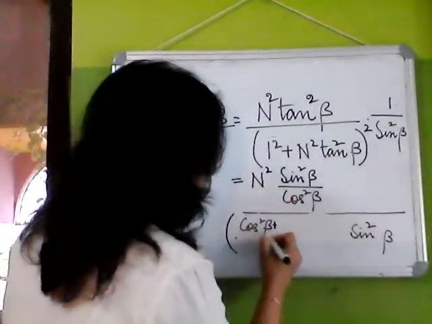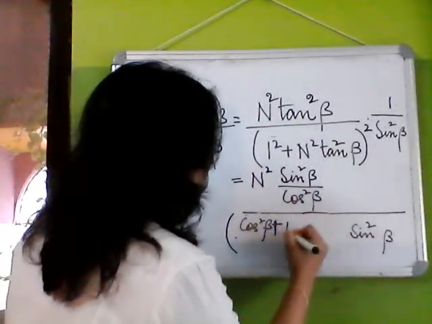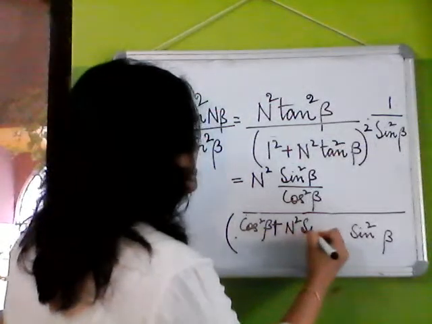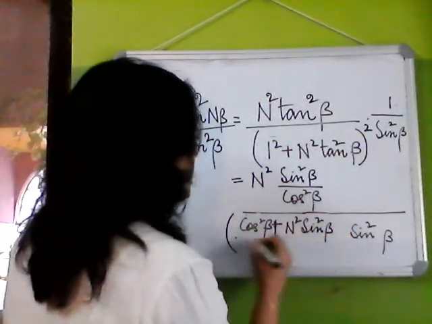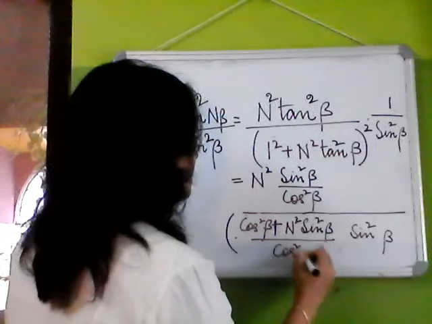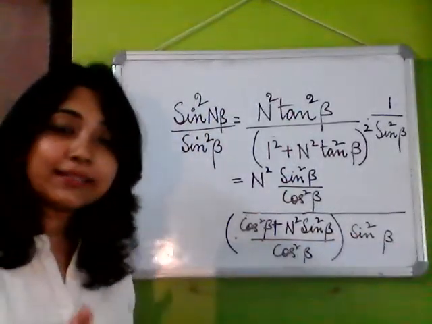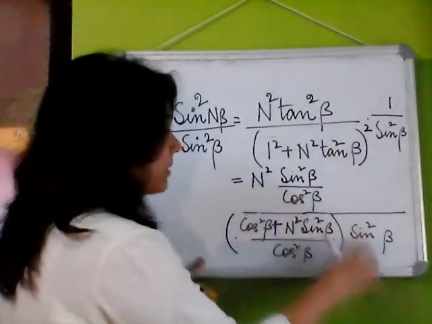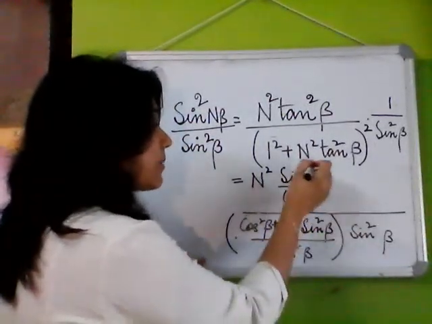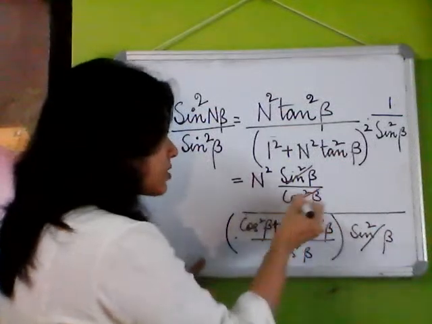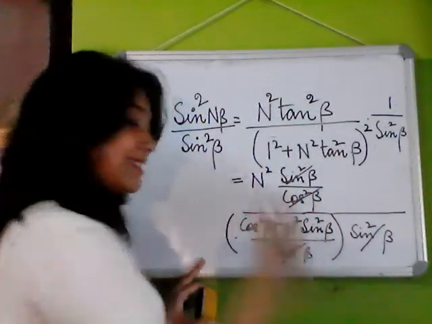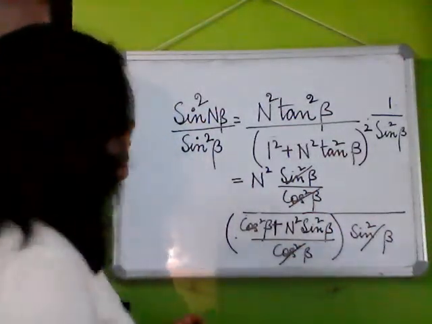I have cos square beta plus n square sine square beta by cos square beta. So now look into the expression a little carefully. This sine square beta is getting cancelled with this sine square beta. This cos square beta is getting cancelled with this cos square beta. So finally, what am I left with?